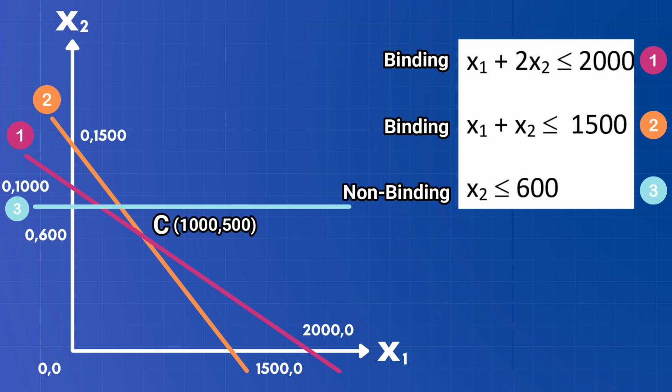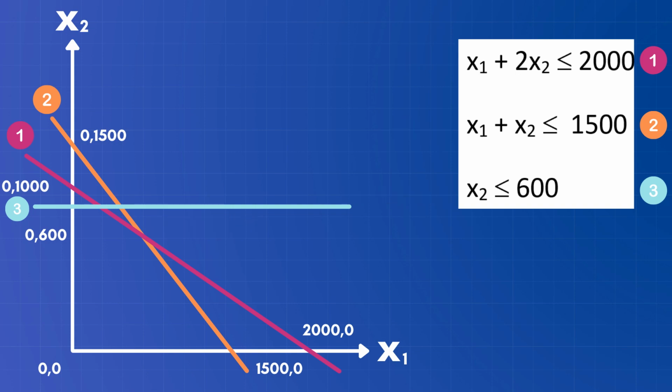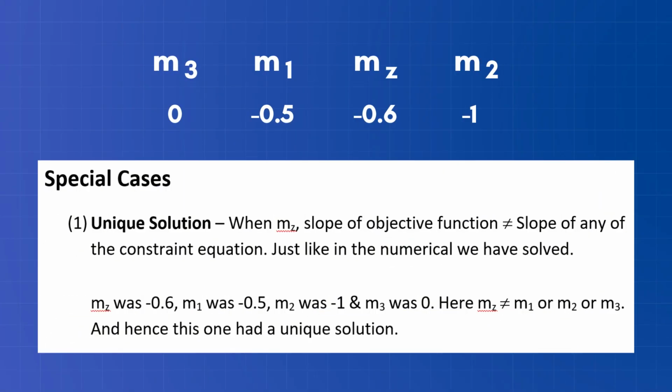And if you again look at the graph, the third line is not touching the point C, which is the optimized solution point. So you can also tell by looking at the graph which constraint or line is binding or non-binding. Now let's understand some special cases for graphical method.